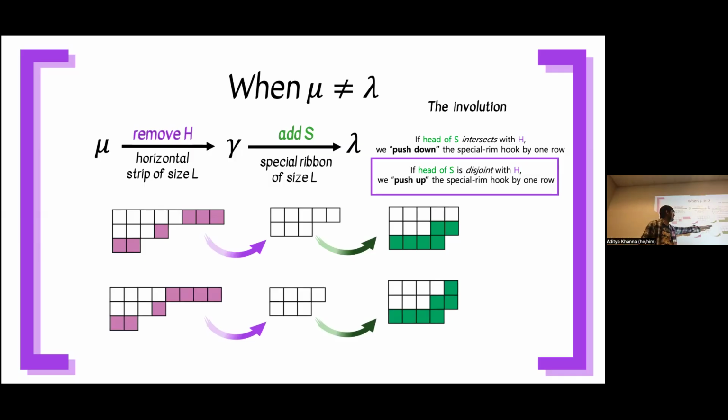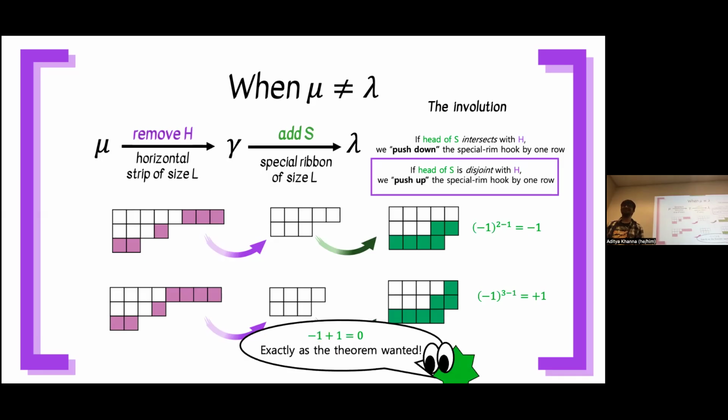So what is the intermediate shape? This. And how do I get this shape back? By adding some horizontal strip, and so I get this. I start with the shape, I describe this process, and then I look at what to do over there, and then I come back. If I count the signs of these, that has sign -1, that has sign +1. You wouldn't believe what -1 + 1 is. And that's exactly what the theorem wanted.